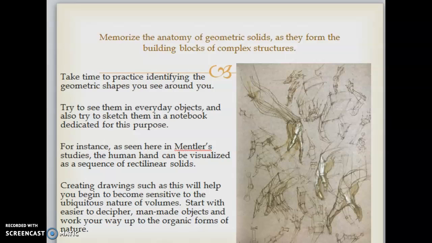Try to see them in everyday objects, and also try to sketch them in a notebook dedicated for this purpose. For instance, as seen here, the human hand can be visualized as a sequence of rectilinear solids. Creating drawings such as this will help you begin to become sensitive to the ubiquitous nature of volumes. Start with easier to decipher man-made objects and work your way up to the organic forms in nature.